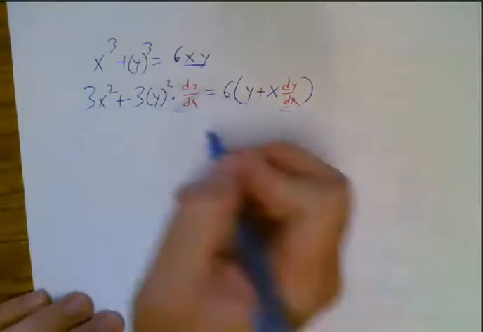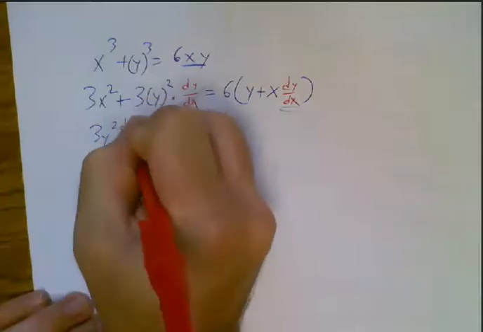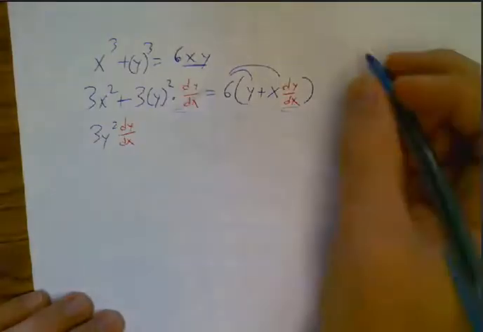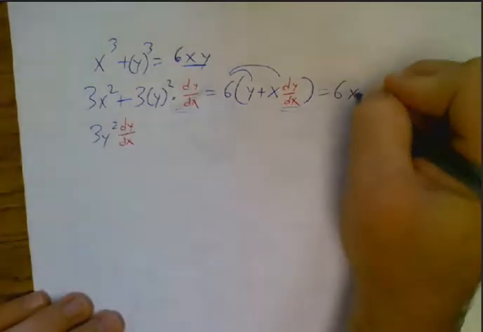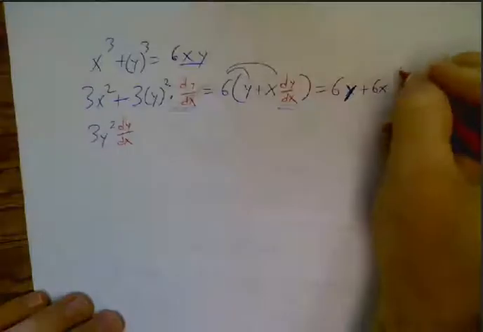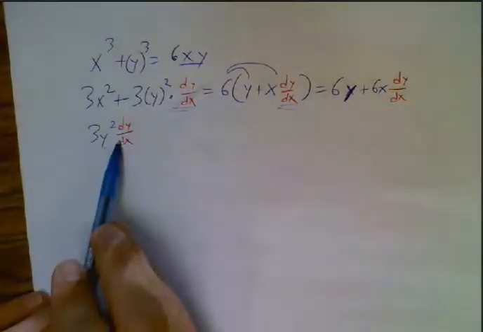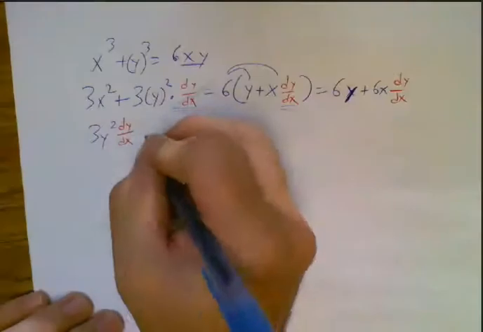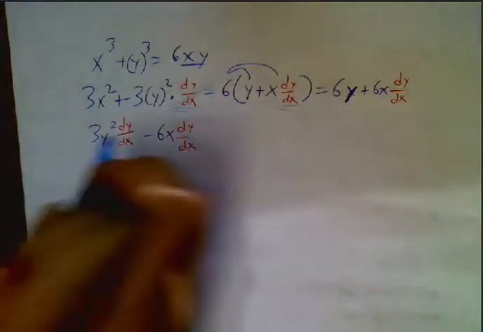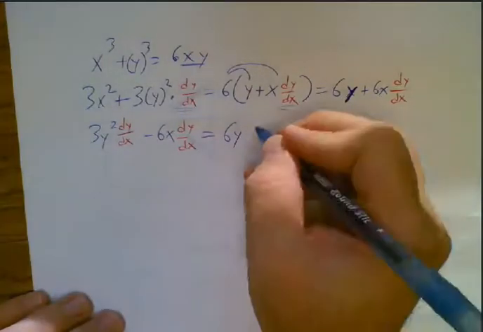So I have, let's keep this on this side. So 3y squared dy/dx. This is 6y plus 6x. Here, I'll actually write that out. 6y plus 6x dy/dx, right? So I'm going to bring this part over so that all my dy/dx's are together. So I'm going to subtract 6x dy/dx. And on the other side, I've got the 6y still just sitting there. And then I've also got to bring the 3x squared over.